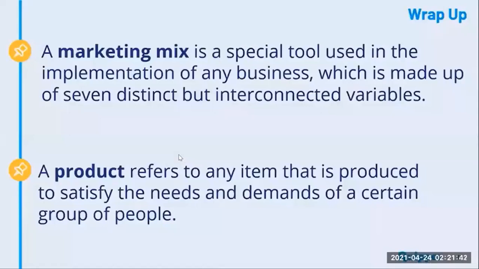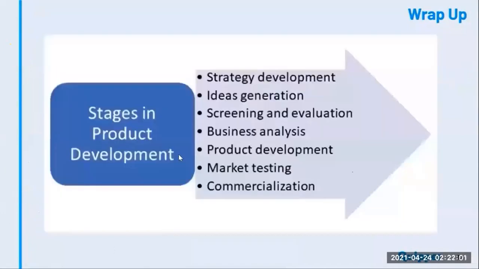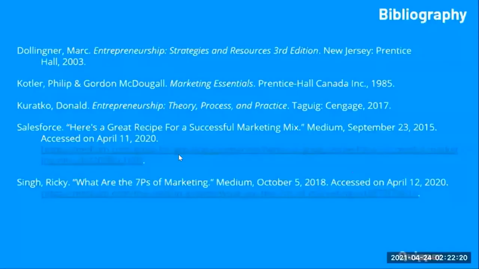To summarize, a marketing mix is a special tool used in the implementation of any business, which is made up of 7 distinct but interconnected variables. A product refers to any item that is produced to satisfy the needs and demands of a certain group of people. So we have stages in product development. First is strategy development, idea generation, screening and evaluation, business analysis, product development, market testing, and commercialization.